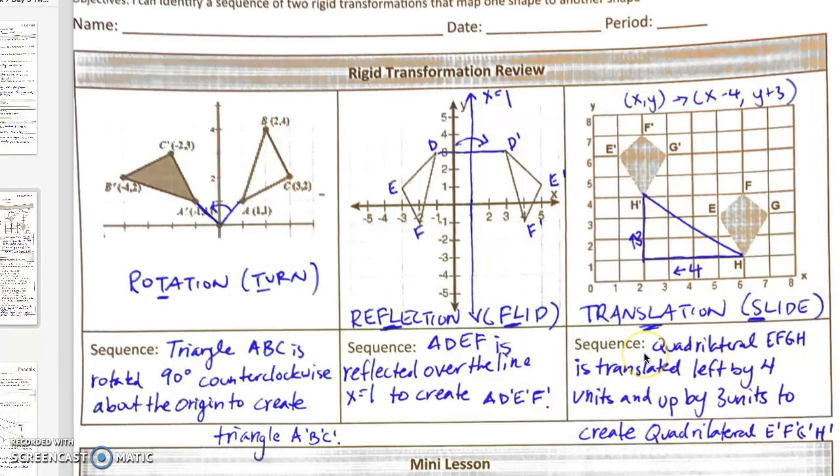I'm going to write my sequence. My sequence is: quadrilateral EFGH is translated left by 4 units and up by 3 units to create quadrilateral E prime, F prime, G prime, H prime. So my criteria for success is that I have my pre-image EFGH, I have my post-image E prime, F prime, G prime, H prime, and I have my translations for both my vertical and my horizontal shifts. So left by 4 and up by 3.